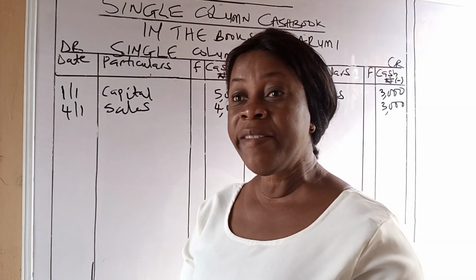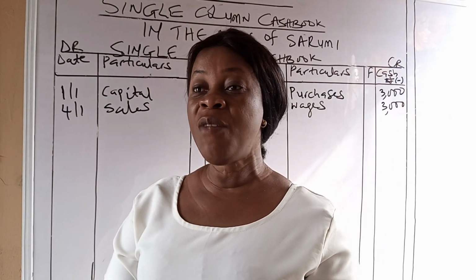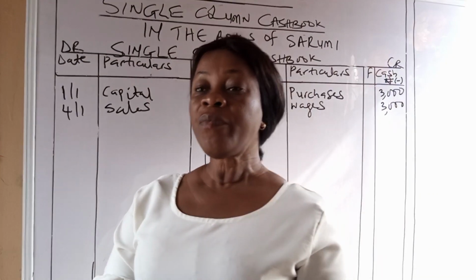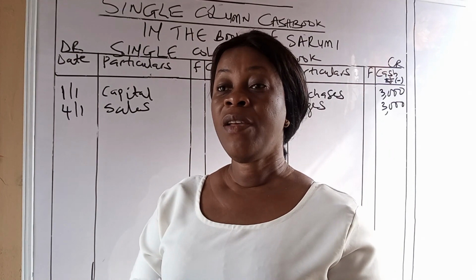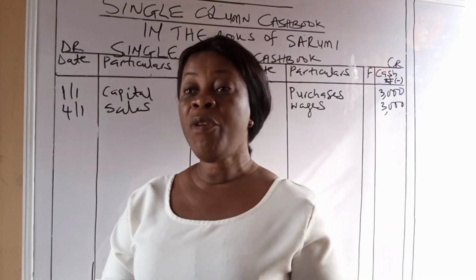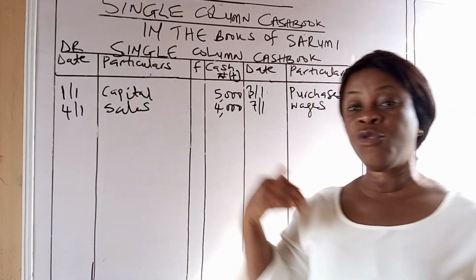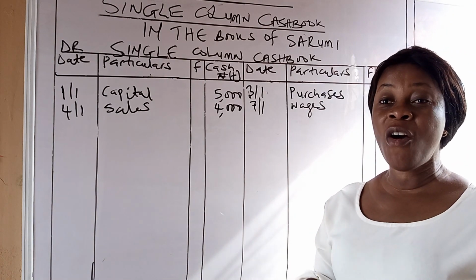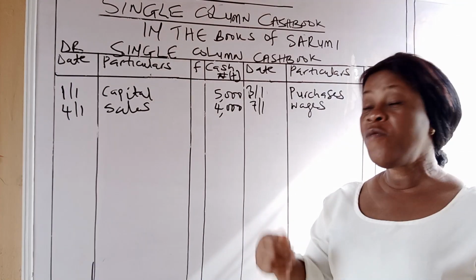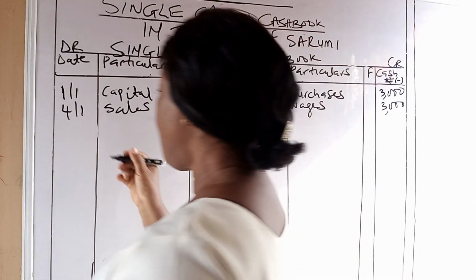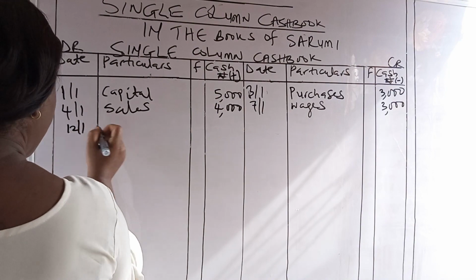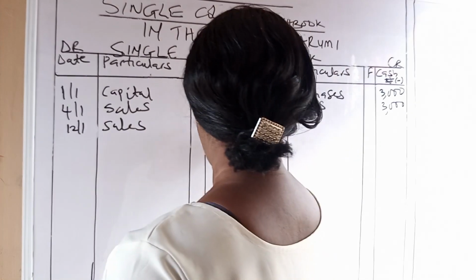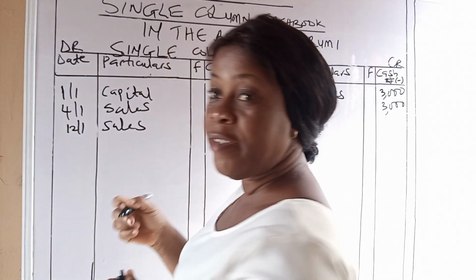Now another transaction took place on the 12th of January. Cash sales of 1,000 naira is a debit. It will be written on the debit side because goods were sold and cash was received, and whenever there is receipt of cash, such transaction will be recorded on the debit side of the cash book. So 12/1, sales, that's the nature of the transaction. Then 1,000 naira was the amount that was received.